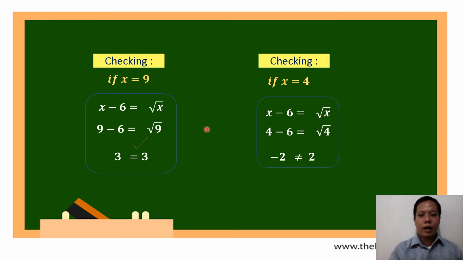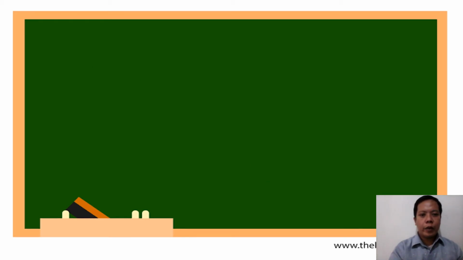In short, our solution is not correct. And that first checking is the solution. Only 9 is the solution of the quadratic equation, while 4 is not the root. This is what we call the extraneous root. Proceed to our second example.